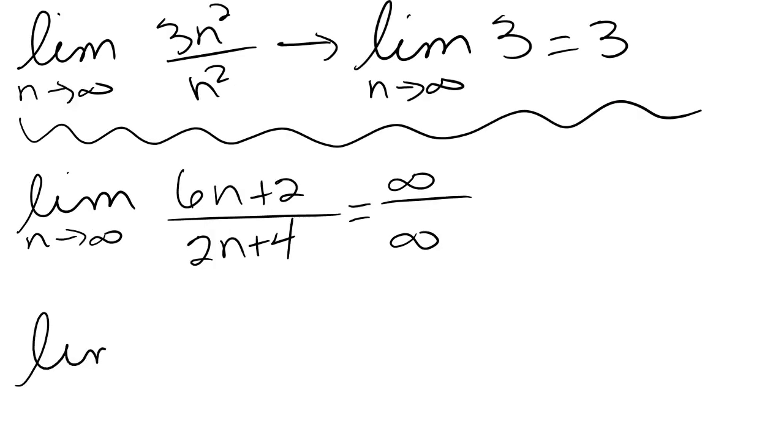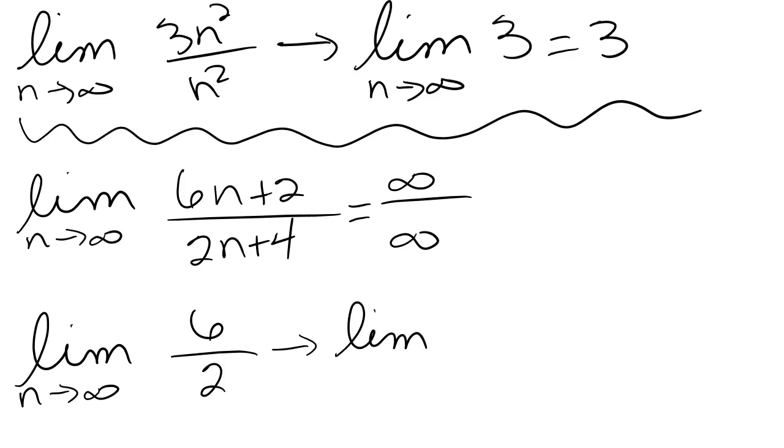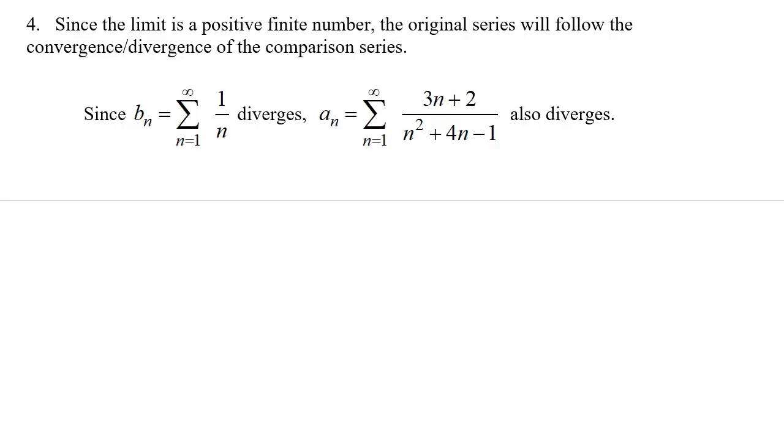That would mean we have the limit as n approaches infinity. The derivative of the top, the derivative of 6n plus 2, is 6. The derivative of 2n plus 4 is 2. This gives us the limit as n approaches infinity of 3. And again, this is equal to 3. So as you can see, we're getting the same answer both times. It's just two different ways to do it. They're both fine, whichever way you work it.